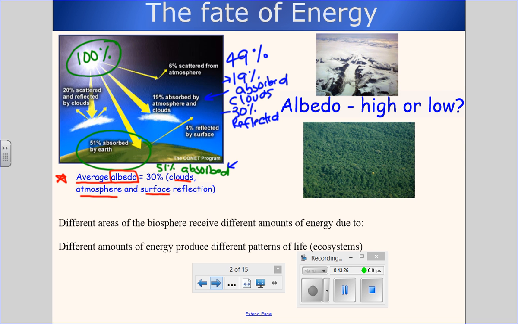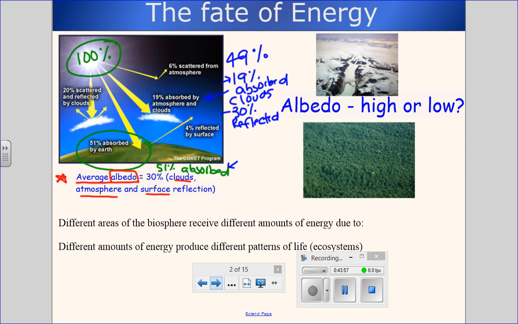Now there are a couple of things that will affect albedo, how much of the sun's energy is reflected. If you ask yourself whether you want more or less of it to be reflected, ask yourself, if more is reflected, is it actually going to be used for a living organism to live? And the answer would be no, it's not. The more energy that's reflected, the less there is available for use by living organisms.